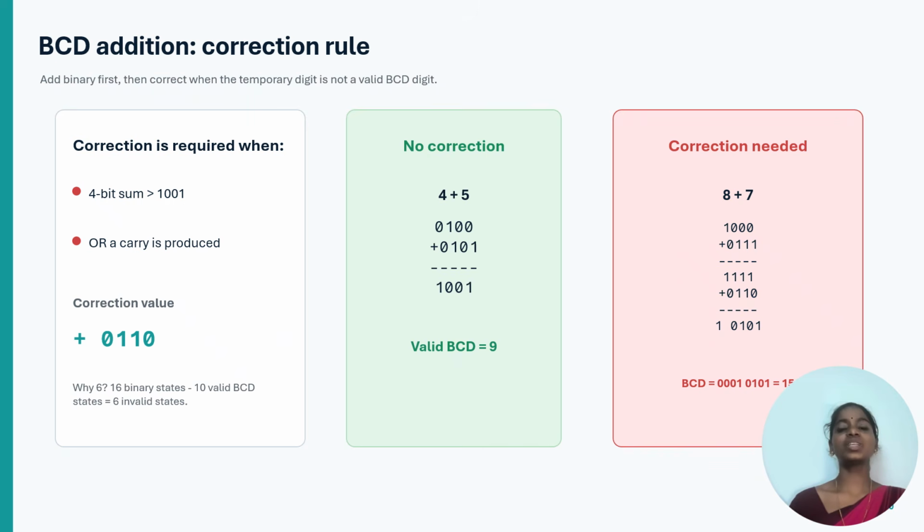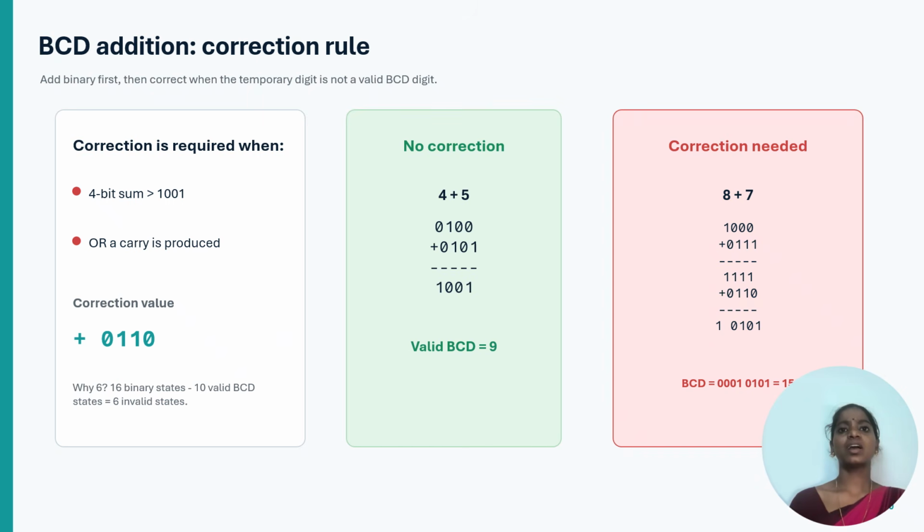Here the decimal value is 6. Why 6? 4 bits represent 16 states, whereas 1 BCD digit uses only 10 states. The difference 16 minus 10 equals 6 accounts for the 6 illegal combinations.